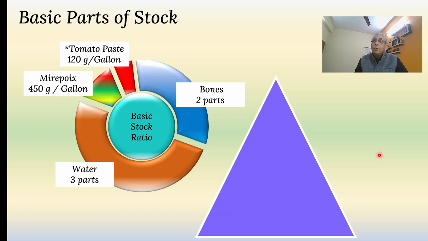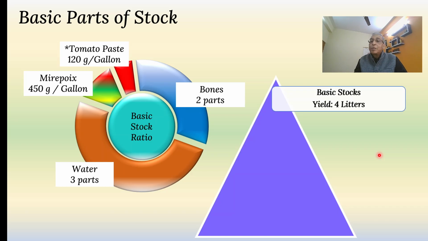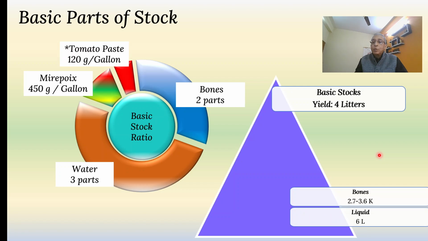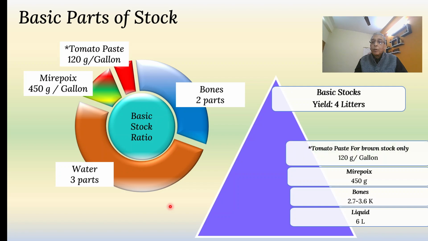Now here we'll see what will be the composition of a specific amount of stock. The basic stock you are going to prepare, say 4 liters. What are the things you require? You require liquid 6 liters, bones 2.7 to 3.6 kgs, mirepoix 450 grams, tomato paste for brown stock only. Otherwise, you're going to omit this. 120 grams per gallon.